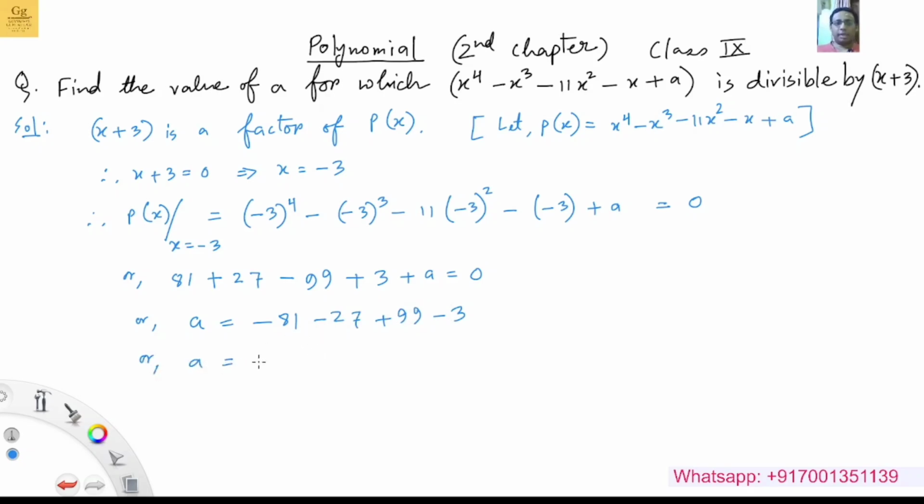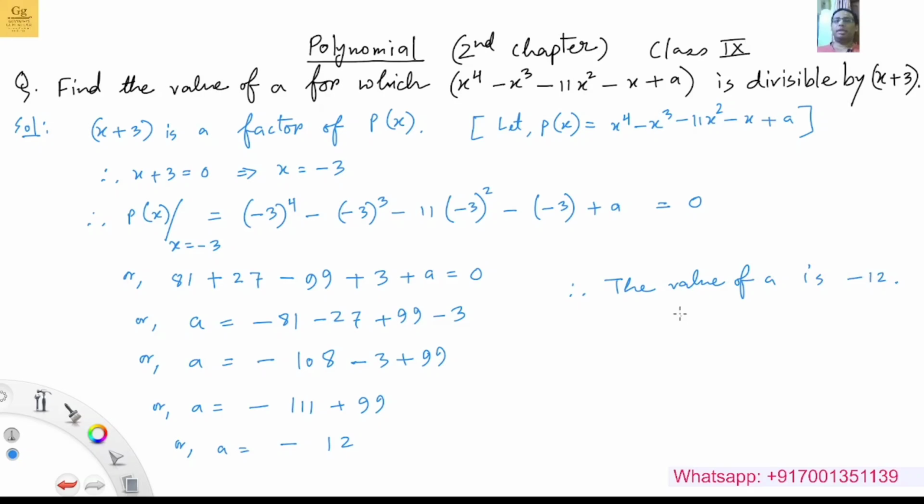So now see, minus 7 1 say 8, and 8 2 say 10. So and minus 3 plus 99. Now a equal to minus 111, I think, right? Then plus 99. Then a equal to minus 12, right? Okay, so just write down the value of a is minus 12. So by this way you can easily do it.